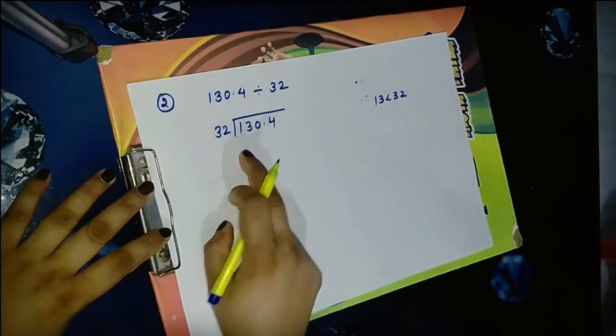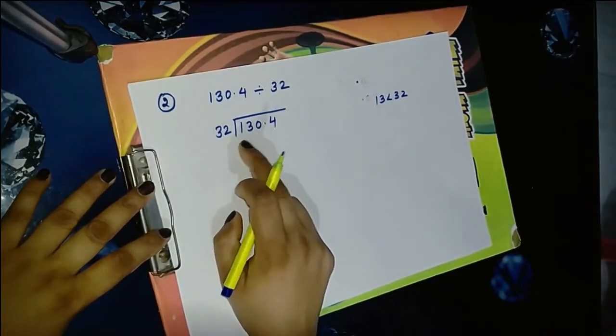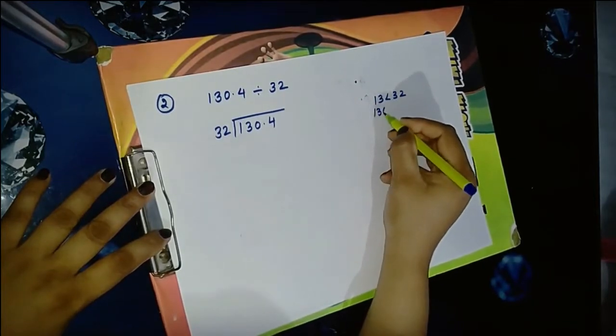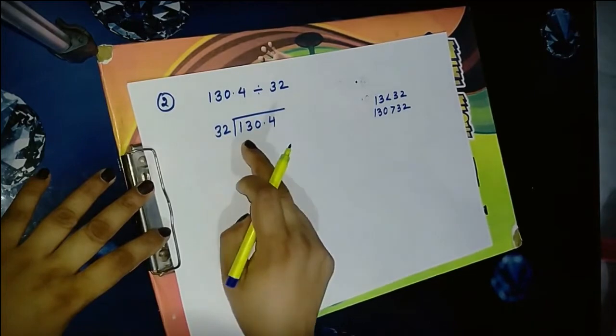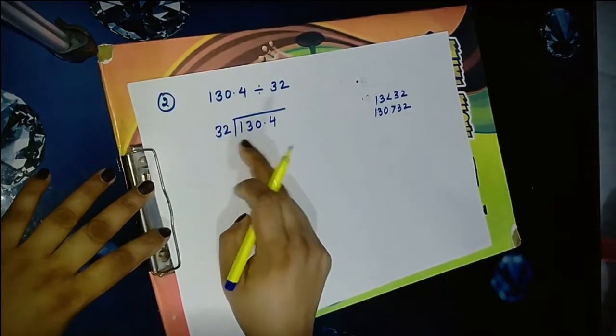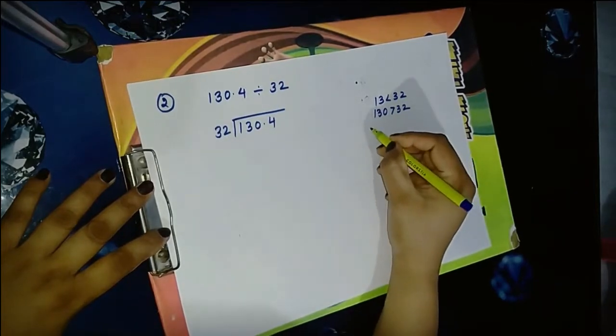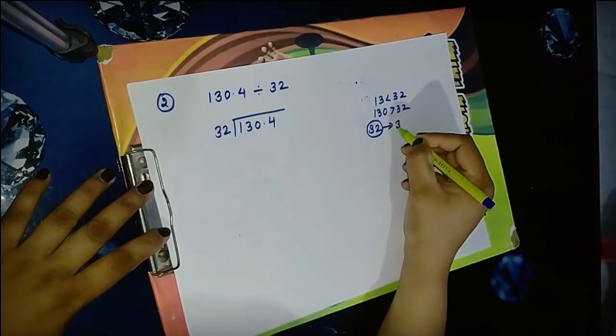So in this case, for the very first time, we can take this 0 together. Now the number is 130 and this 130 is greater than this 32. Now we need to check whether 130 comes in the table of 32. I don't know the table of 32. So what can we do here? We can round this 32 to 30.